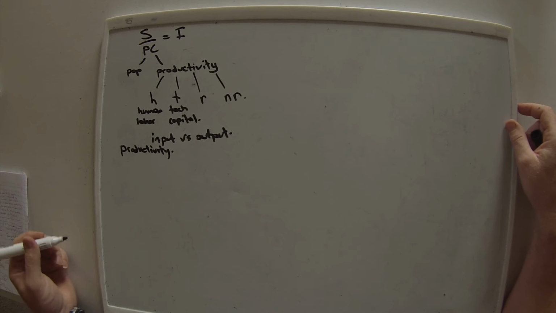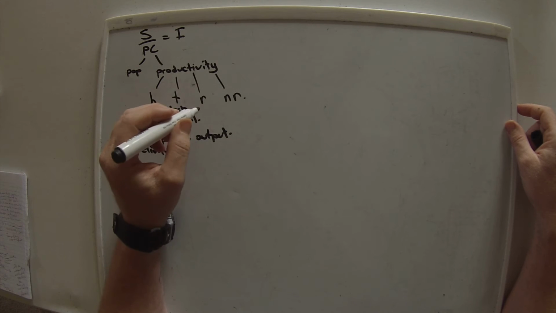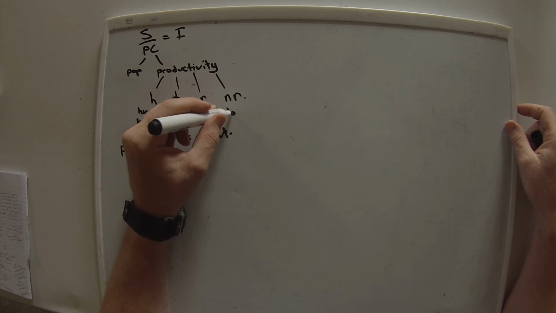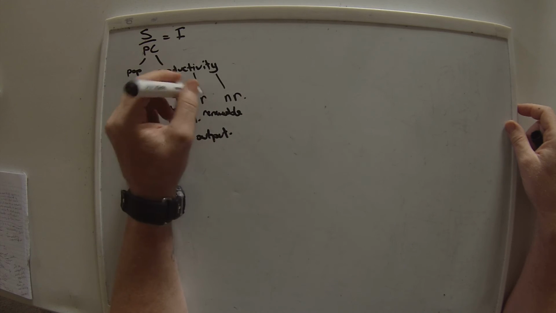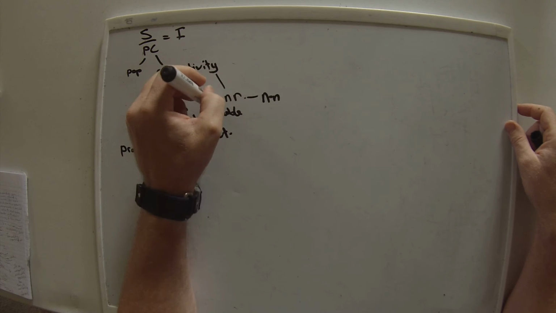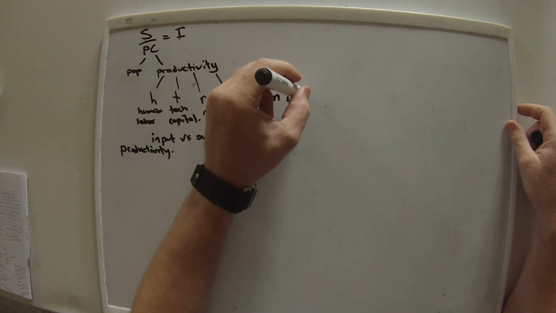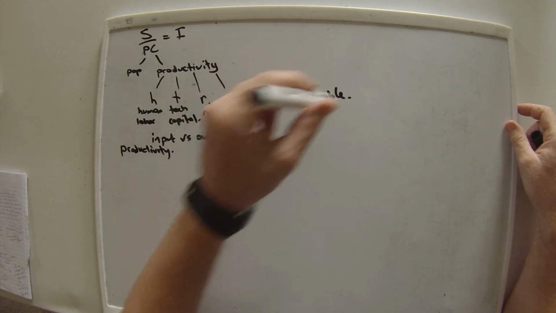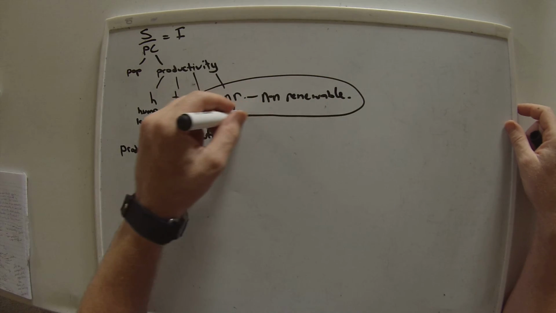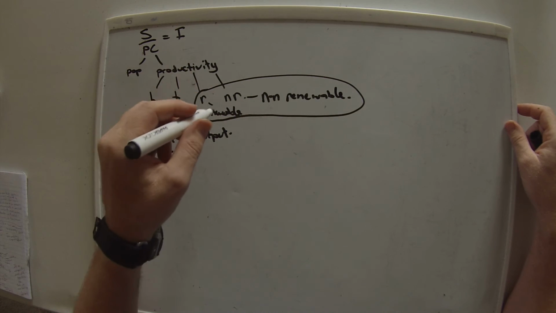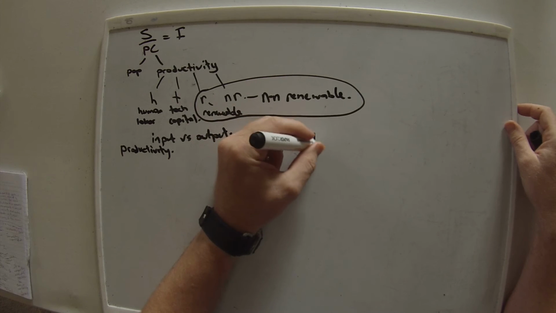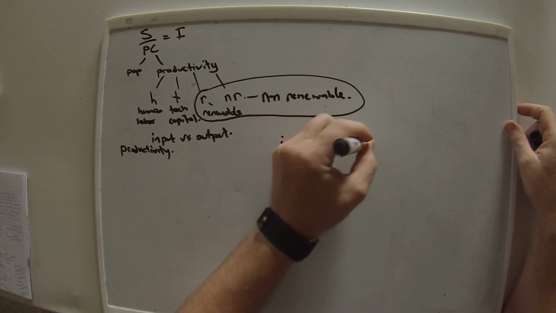The other 2 important ones are ones we wouldn't have encountered before. R stands for renewable resources, and NR is non-renewable. The productivity I want to talk about with these 2 is one which I've come to describe as in-situ productivity.